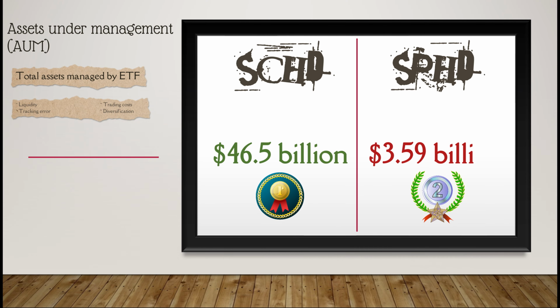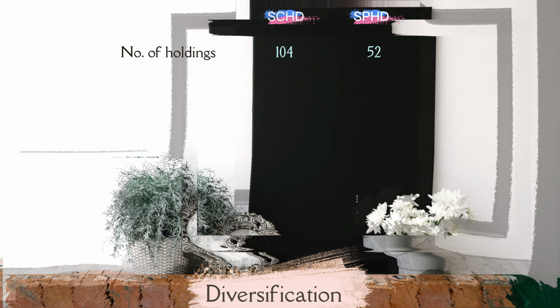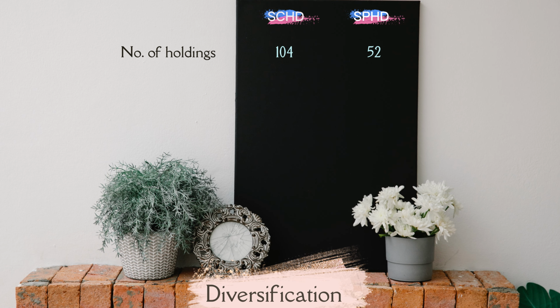So SCHD has a big advantage over SPHD when it comes to AUM. The next thing we look into is how diversified these two funds are. SCHD currently has 104 holdings in its portfolio, with top 10 holdings being approximately 42% of the total portfolio.